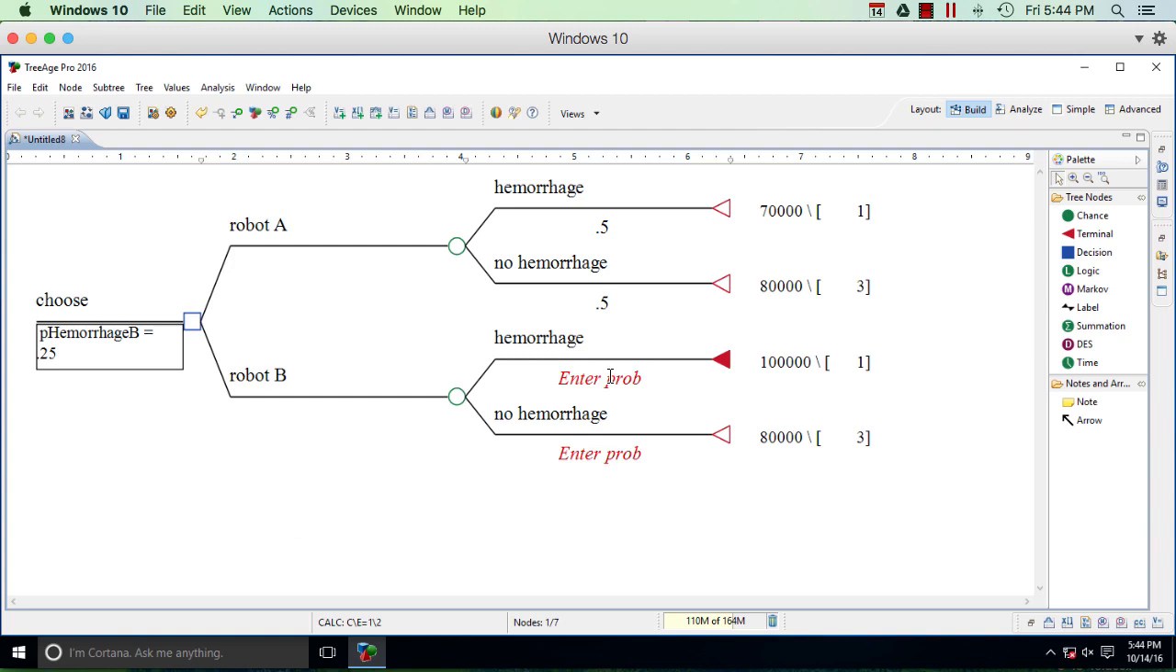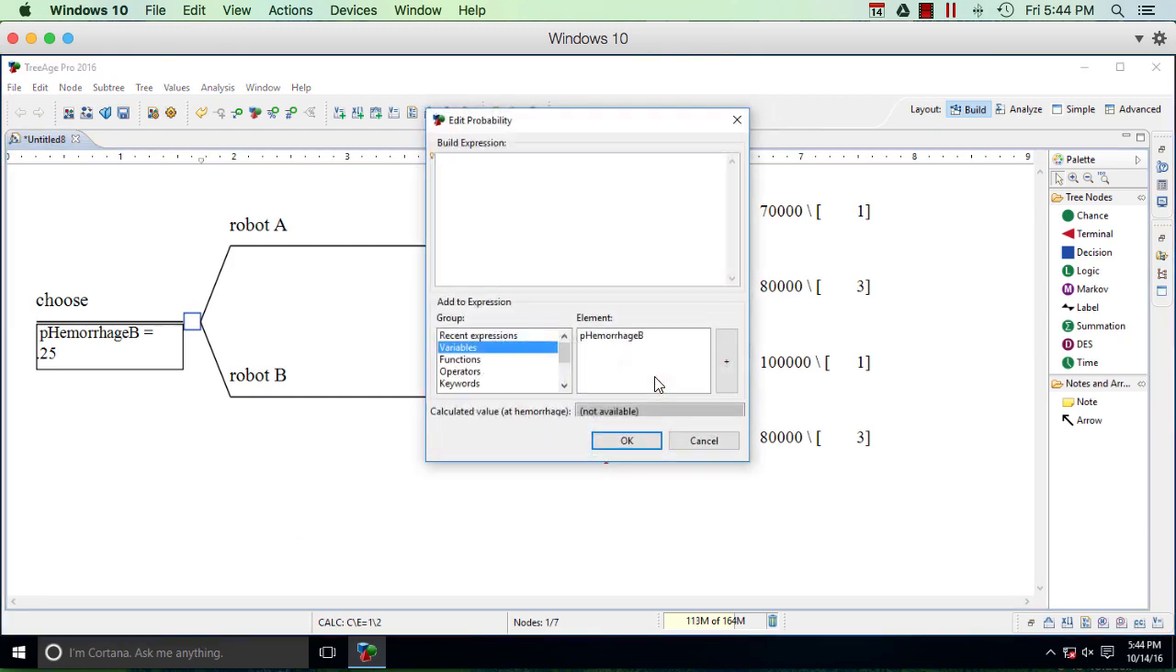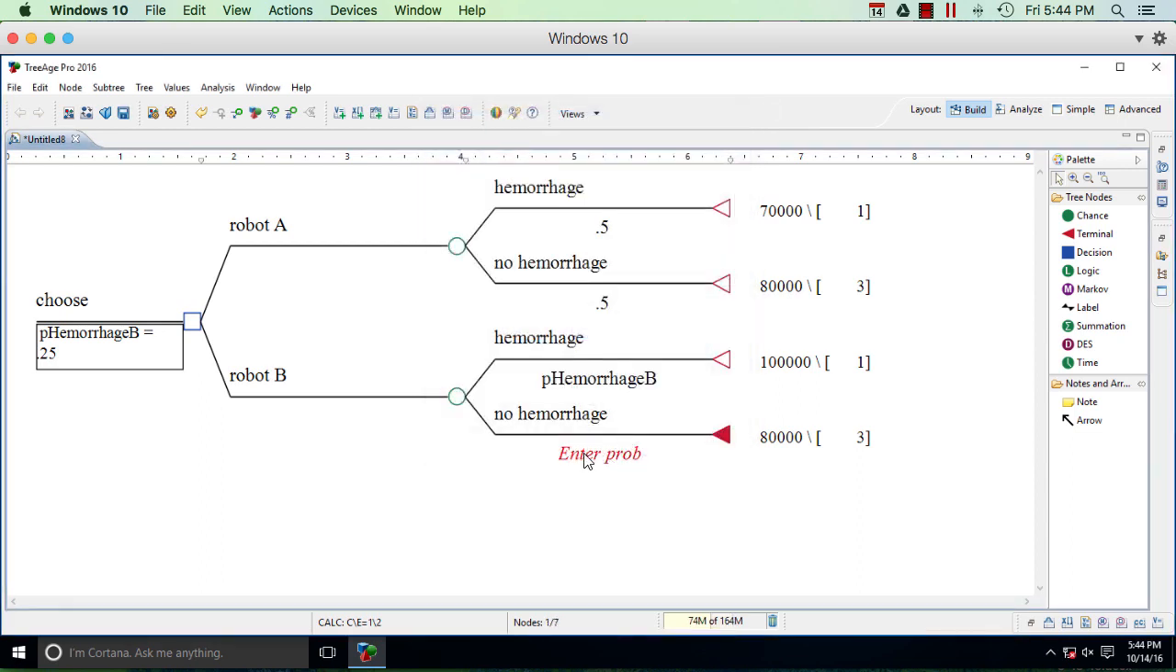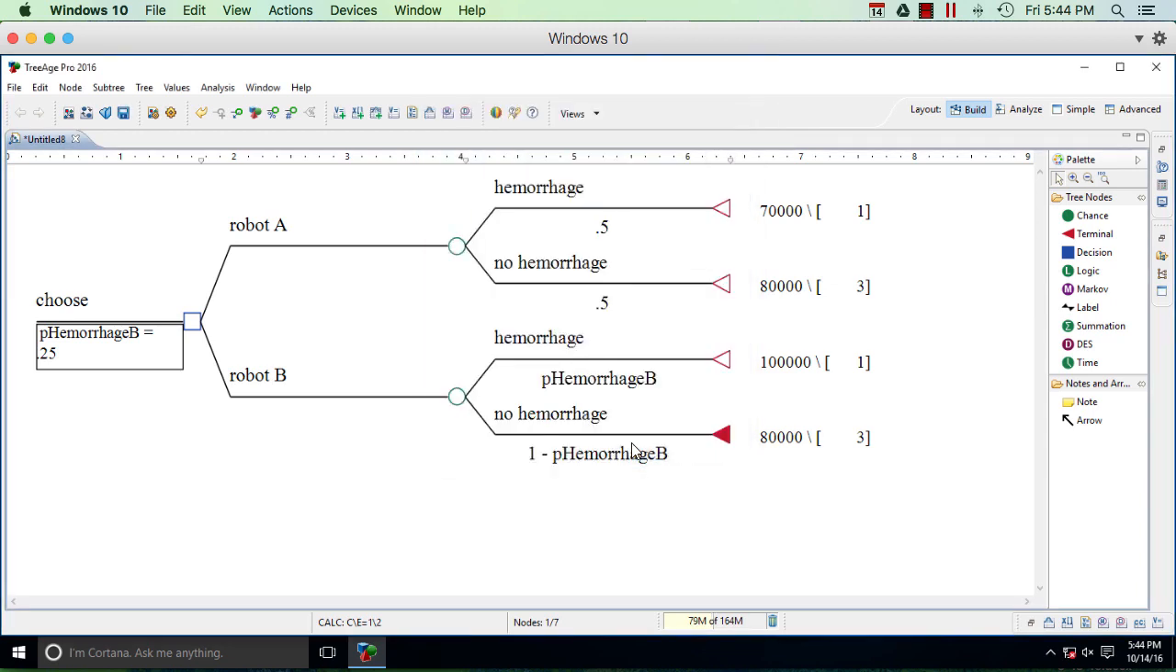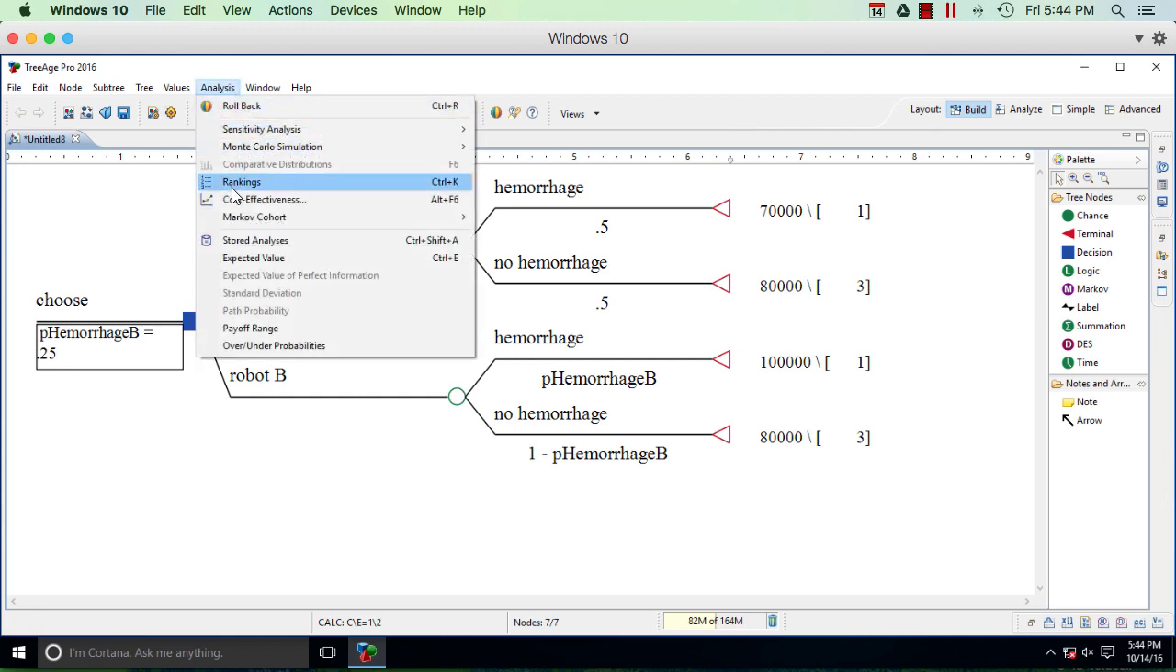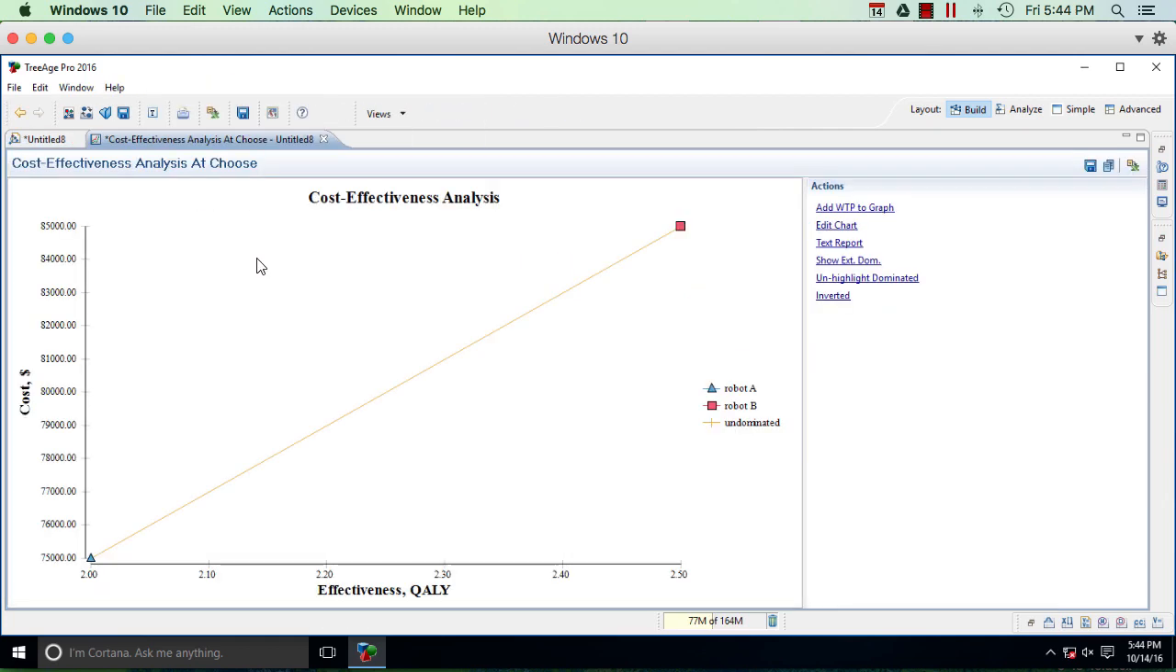The reason we have to make it a variable is because then later we can do additional analysis on the uncertainty like they talk about in Chapter 11 of the book. So you can see now for this bottom branch, that's probability hemorrhage B. And then if there's no hemorrhage, remember they have to sum to 1. So that's going to be 1 minus the probability of hemorrhage B, because the probability of hemorrhage B plus 1 minus the probability of hemorrhage B is 1. Those have to sum to 1.